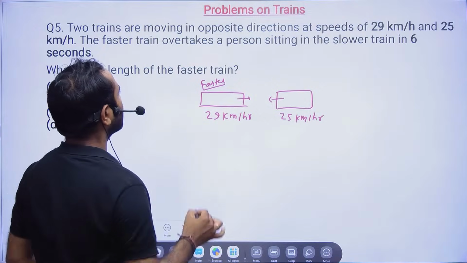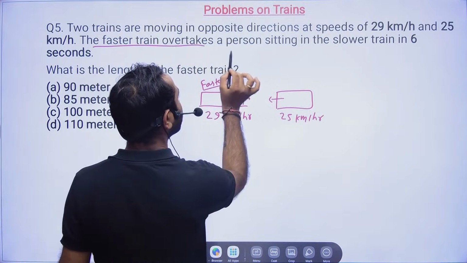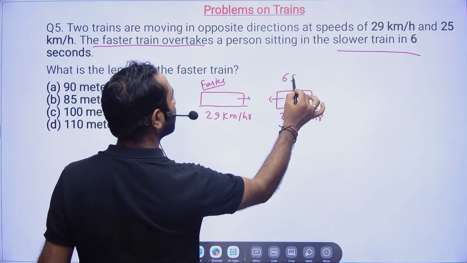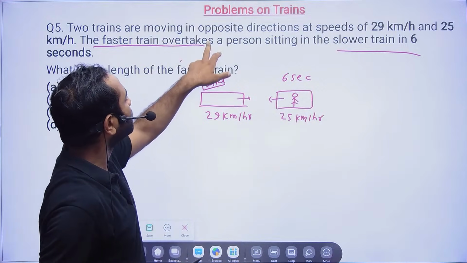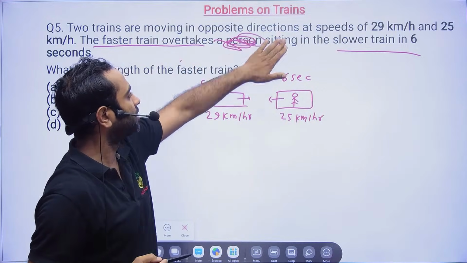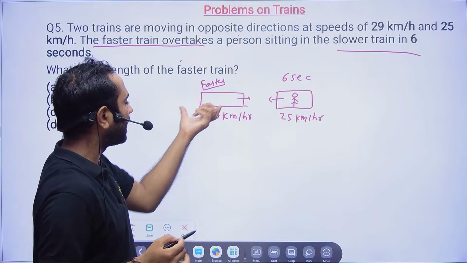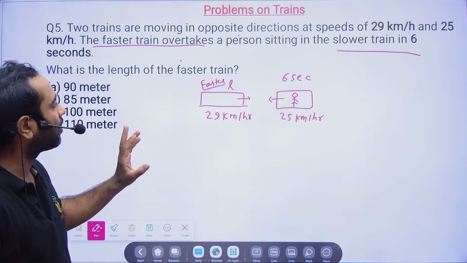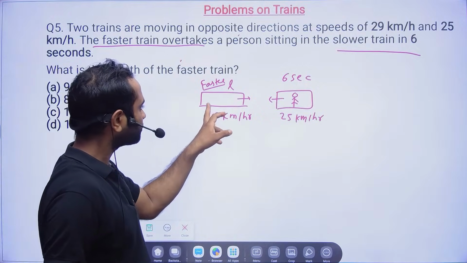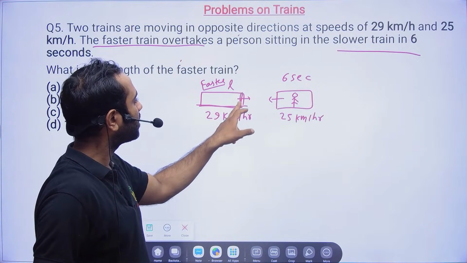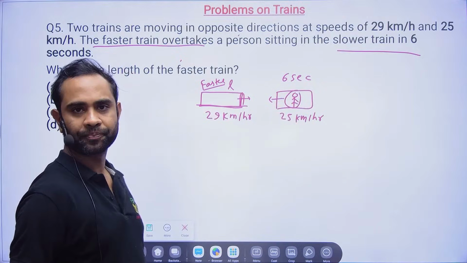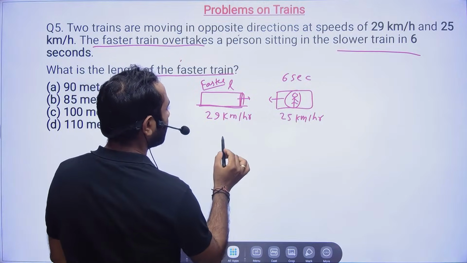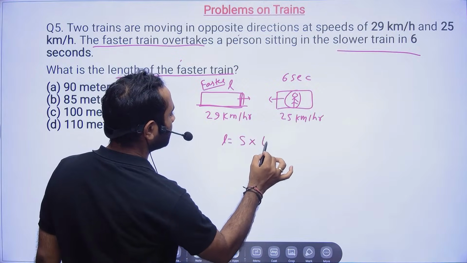Now there is a catch in this question. The faster train overtakes a person, not the train, in the slower train in 6 seconds. See, if they had told us the faster train overtakes the slower train, then we could not have solved it, because the length of this is not known and the length of this also is not known. But here they are talking about a person sitting in the train. Now what is the length of the faster train? Here you see, distance will be speed into time. So the length is L.